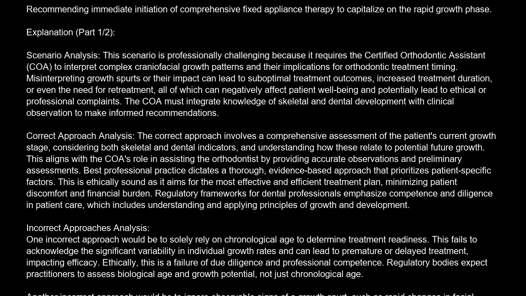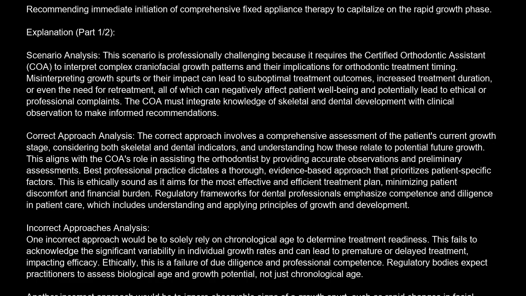Correct approach analysis. The correct approach involves a comprehensive assessment of the patient's current growth stage, considering both skeletal and dental indicators, and understanding how these relate to potential future growth. This aligns with the COA's role in assisting the orthodontist by providing accurate observations and preliminary assessments. Best professional practice dictates a thorough, evidence-based approach that prioritizes patient-specific factors. This is ethically sound as it aims for the most effective and efficient treatment plan, minimizing patient discomfort and financial burden. Regulatory frameworks for dental professionals emphasize competence and diligence in patient care, which includes understanding and applying principles of growth and development.